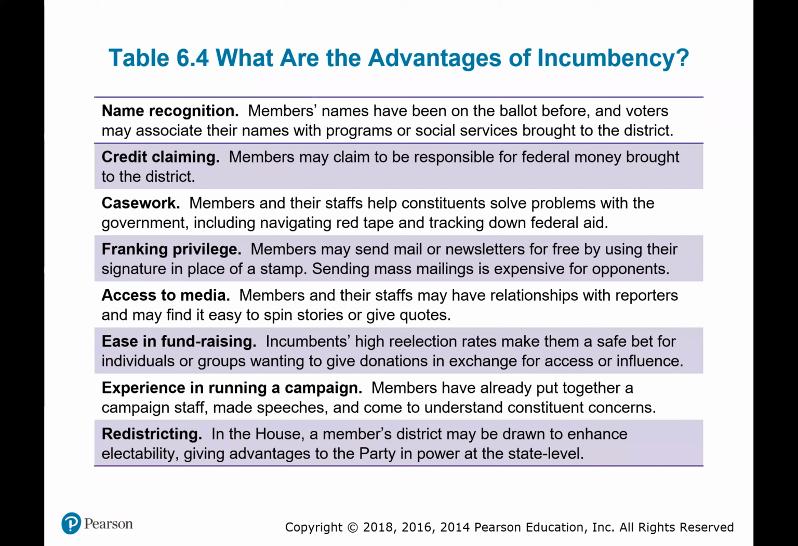Casework. Members and their staffs help their constituents solve problems with government, including navigating red tape, tracking down federal aid, etc. So that means they're building allies, building a network within their district or state. Franking privilege, this is very important. Members of Congress may send mail or newsletters for free by using their signature in place of a stamp. This gives them a massive advantage over someone running against them, because sending mass mailings, especially if you're running for Senate, is very expensive.